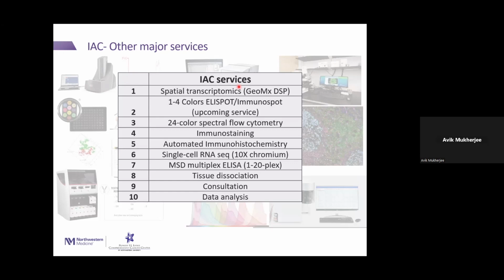And then we have an automated stainer from Leica Bond that can do automated immunohistochemistry. We have 10x Chromium for single-cell RNA-seq. We have a multiplex ELISA platform from Meso Scale Discovery, where you could go from 1 to 20-plex for your sensitive ELISA detection needs. Then we have other small peripheral equipment and also provide tissue dissociation services in addition to consultation and data analysis.